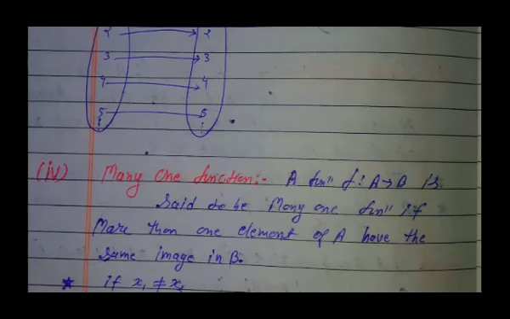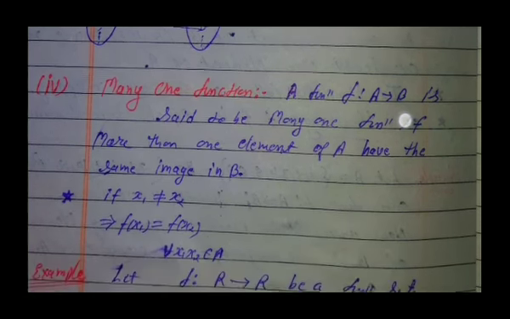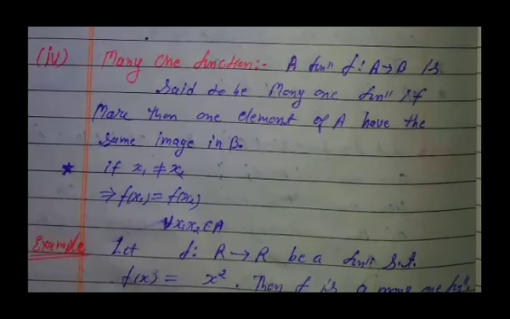Number 4 and last, many-one function. A function f from A tends to B is said to be a many-one function if more than one element of A have the same image in B. By this condition we can show the many-one function: if x1 is not equal to x2 but the images of x1 and x2 are equal for all values of x1, x2 belongs to A, then we can say that the function is the many-one function.